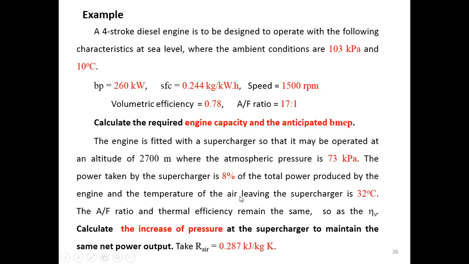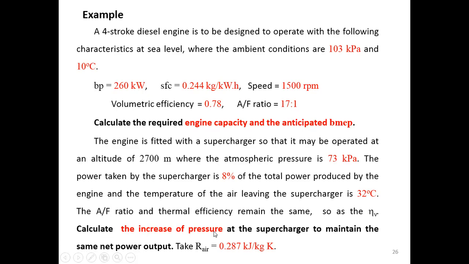And the temperature of the air leaving the supercharger is 32 degrees Celsius. The air-fuel ratio and the thermal efficiency remain the same. That means the air-fuel ratio is still 17 to 1. The thermal efficiency is not given, but they said it remains the same, as does the volumetric efficiency. Then they ask for the second calculation.